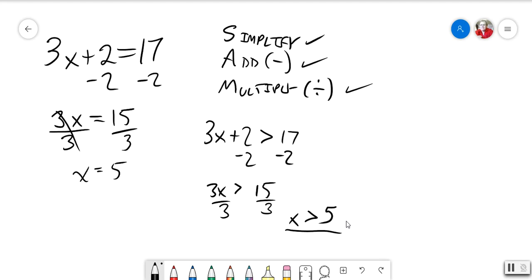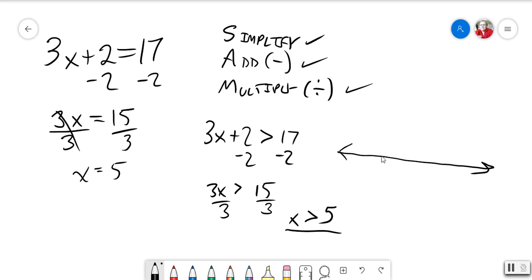Now, the only thing about this is that it asks you to graph it. You're not going to graph x equals 5. It would be stupid to do that. You draw a graph, you put a dot on 5, that'd be it. With inequalities, it's a little bit different.